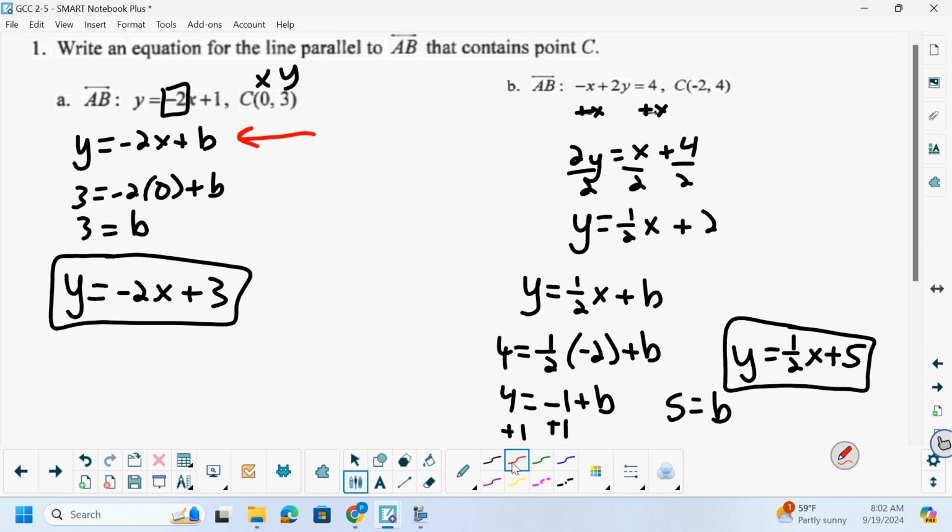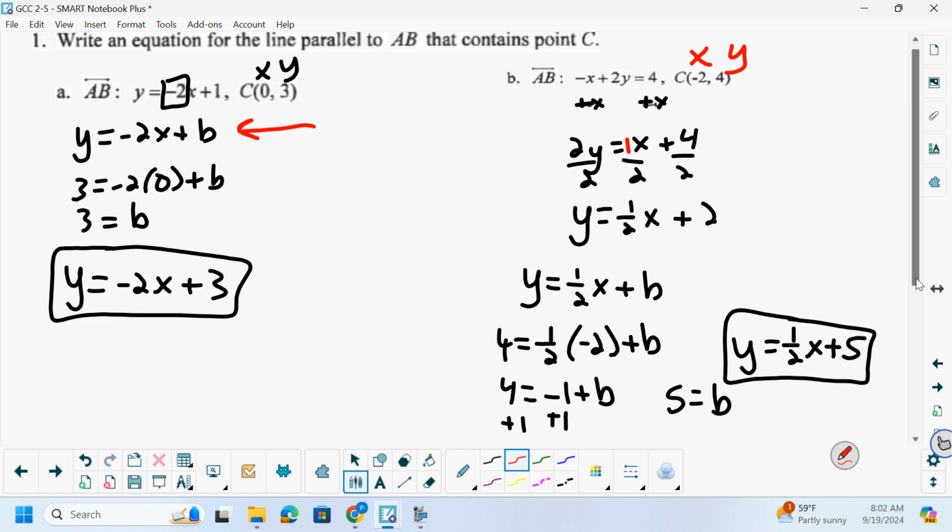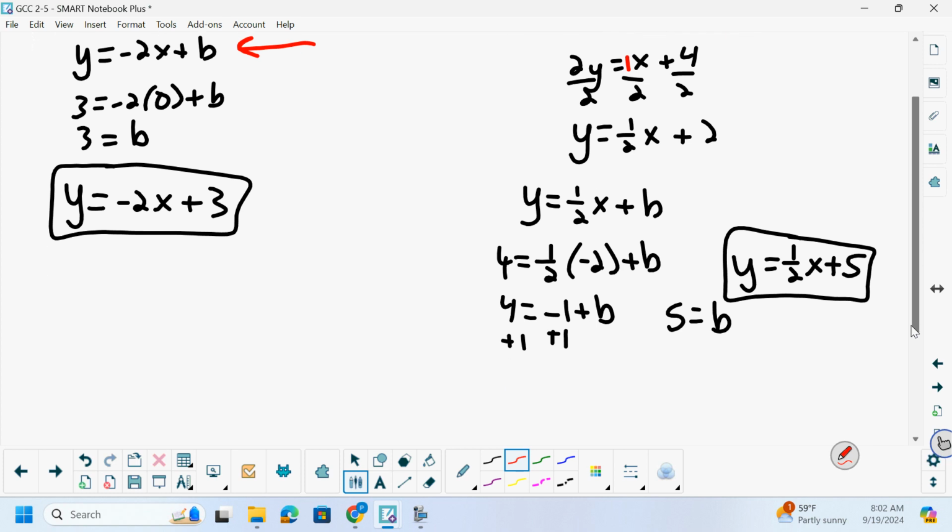In 1b, it was just a little more work. We had to rearrange in the beginning to get y by itself. So I added x over. So we had x plus 4. And I divided everything by 2. On the right of the equal sign, don't write that as x over 2 when you divide by 2. Since there's really a 1 in front of the x, write it as 1/2 x. That'll make it easier to pick out the slope. We wanted parallel, so we took that same slope of 1/2. Then we used our x of -2 and our y of 4, and we filled that in. We worked to get b by itself. We got b as 5, and then our equation was y equals 1/2 x plus 5.